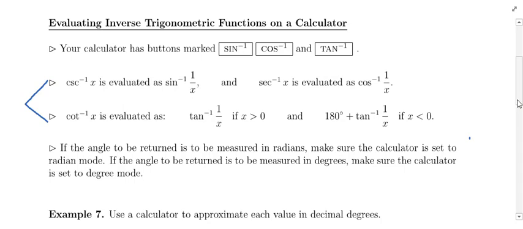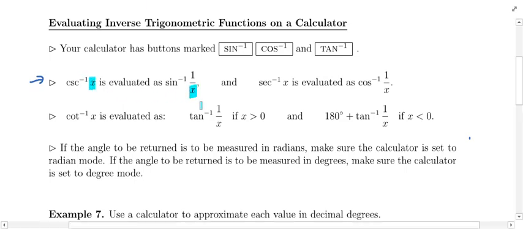To do cosecant inverse and secant inverse, those are going to be treated similarly. So to evaluate cosecant inverse of x, you're going to punch that in as secant inverse of 1 over x, okay? And this is the x value. So that's how you're going to handle that. You're going to do the same thing for secant inverse of x. You punch that in as cosine inverse of 1 over x, okay? So this value is this value.